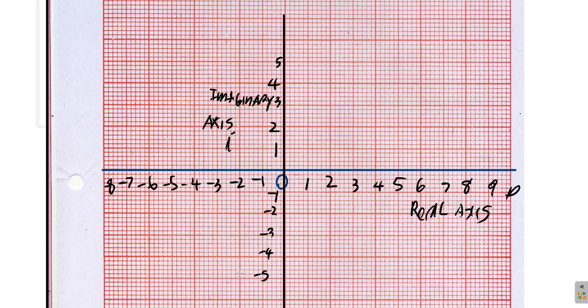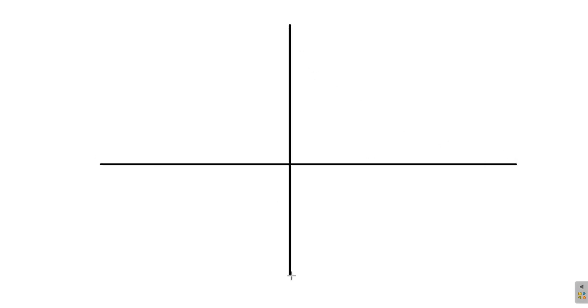Here now, when I have these leaning to the left, let me rewrite them. -3, -4, -5, and so on and so forth. Now, generally, when you have a pair of axes like this, and you want to represent, say, A plus IB.